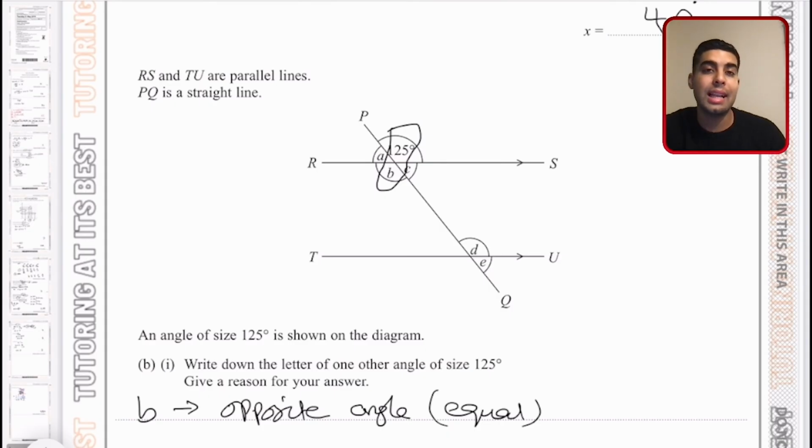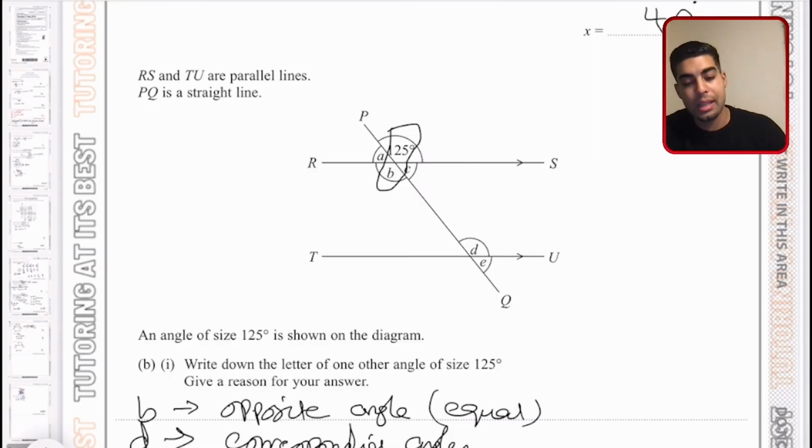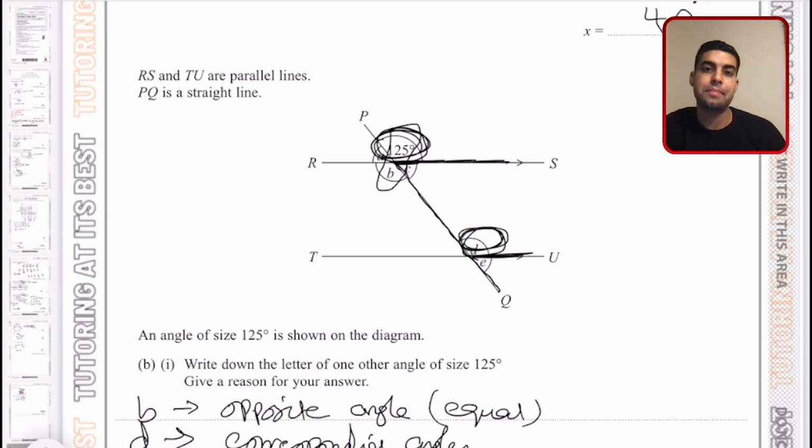But there's also another letter, and that would be letter D. And the reason being is that this would be corresponding angles. And again, you can see that corresponding angles are equal. That is because we can draw out an F angle. So if you take a look here, we can now see that this angle here is the same as this angle here. And that is your corresponding angles. So if you choose either one of these, that would give you full marks.